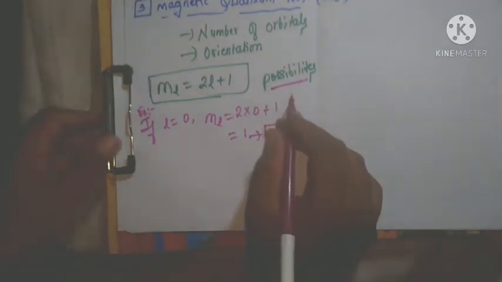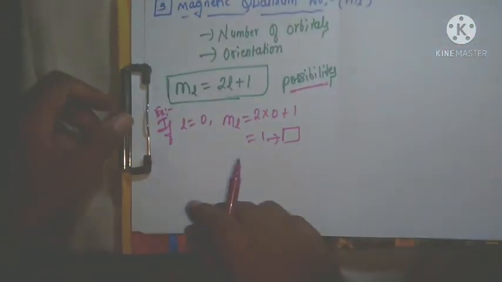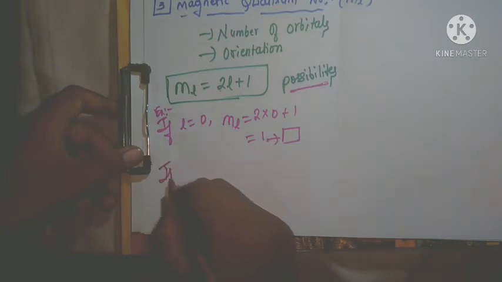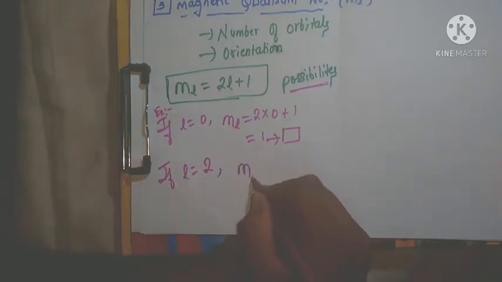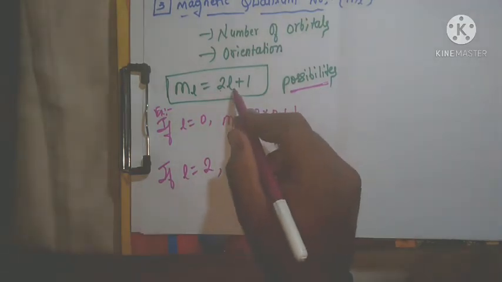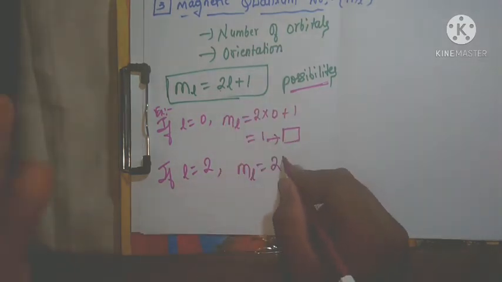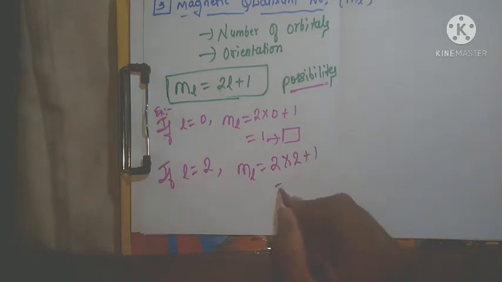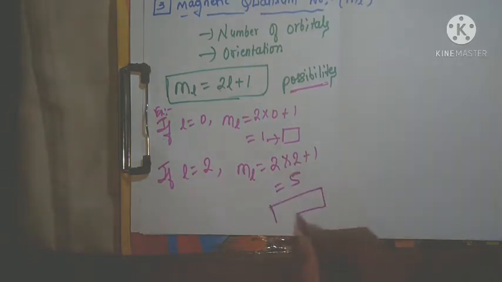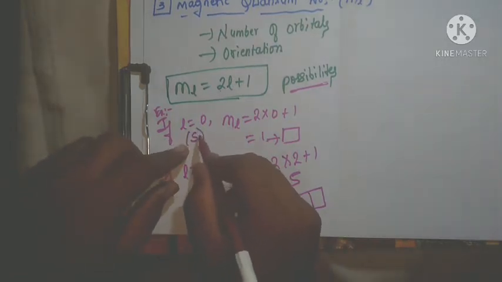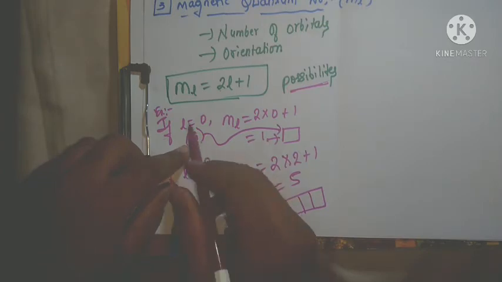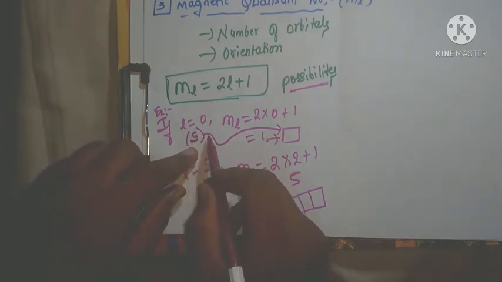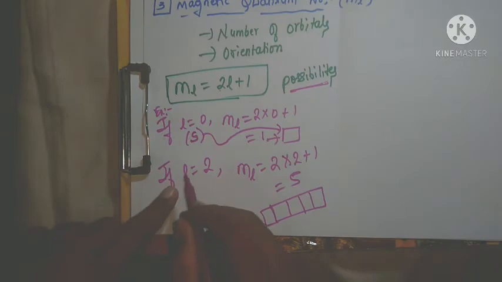Now, another example. I am not taking serial wise. If l is equal to 2, ml is equal to how much? 2 into 2, 4. 4 plus 1 means 5. 2 into 2 plus 1 is equal to 5. Means 5 orbitals are possible. 1, 2, 3, 4, 5. l is equal to 0 means which subshell? s subshell. s subshell means how many orbitals? 1. Correct? Next, l is equal to 2.